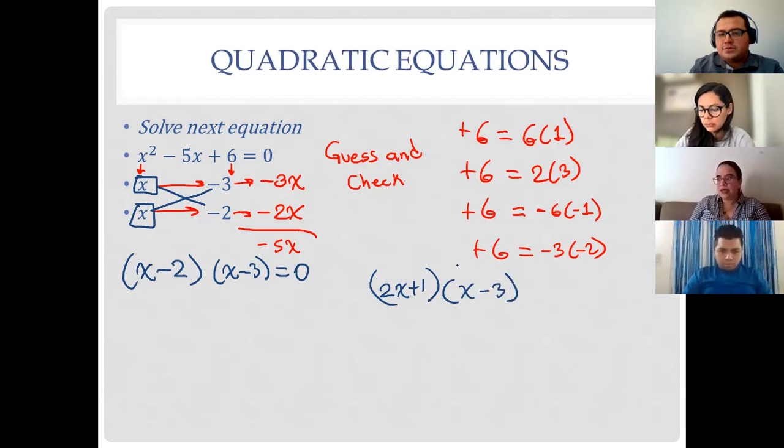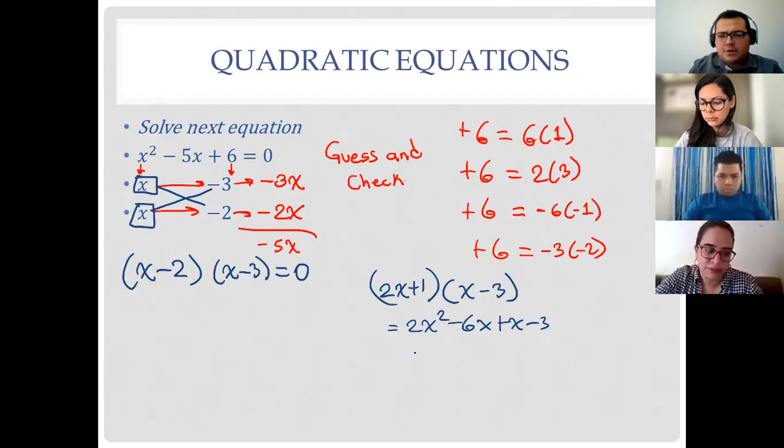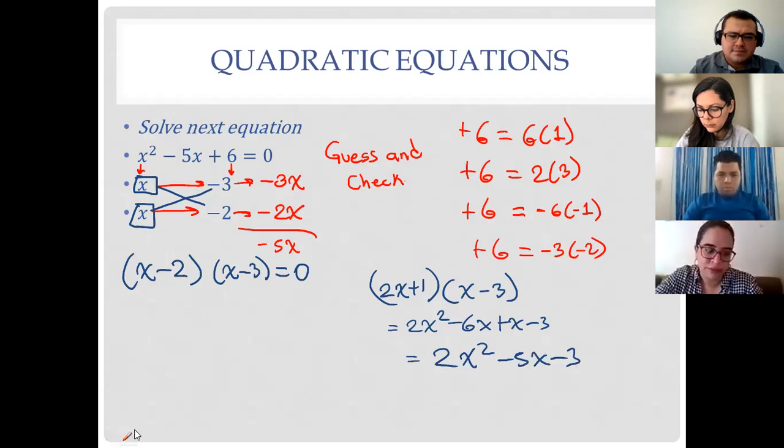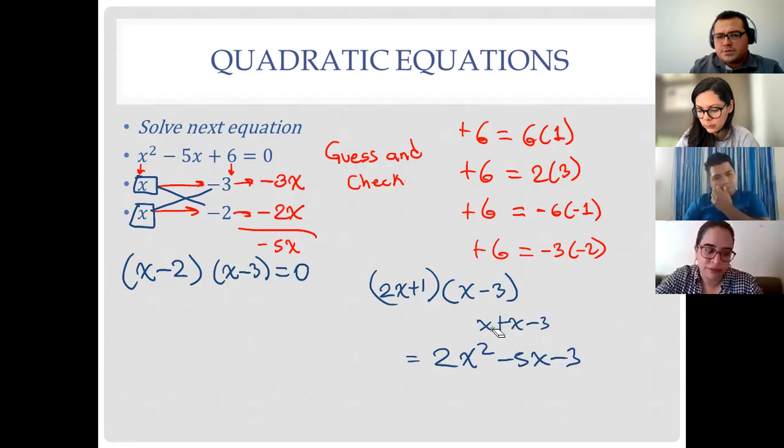X minus 3. Suppose this is the answer of one exercise. This exercise was like 2x squared minus 6x. Don't worry about what I'm doing right now. Just that I want to show you what happened with this. The exercise is 2x squared minus 5x minus 3. Okay, that's the exercise. Look from where this comes from, the product of those. It means that this 2x plus 1 and x minus 3 is the factorization of this one, right?